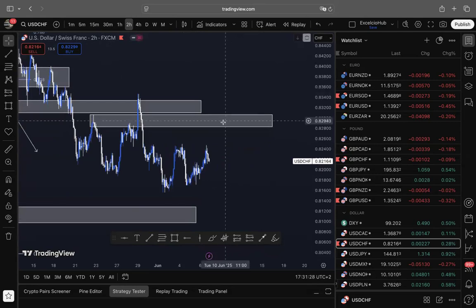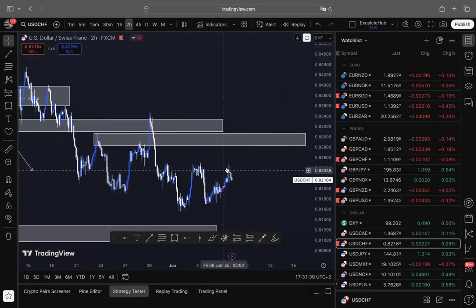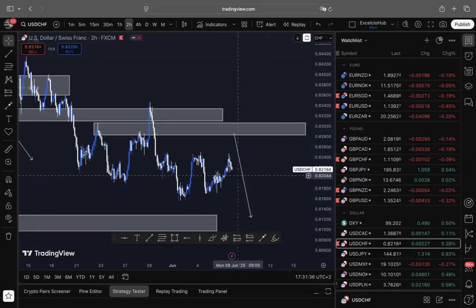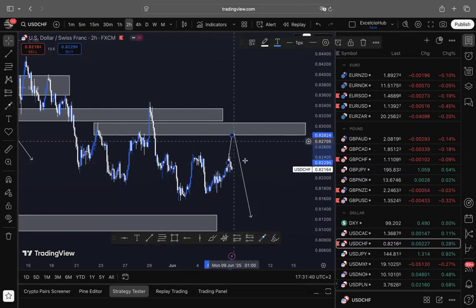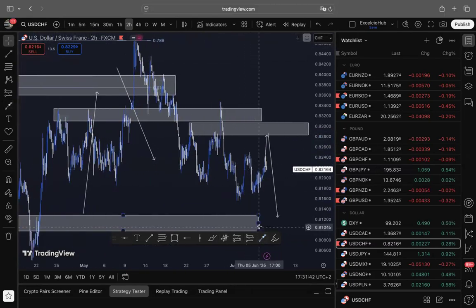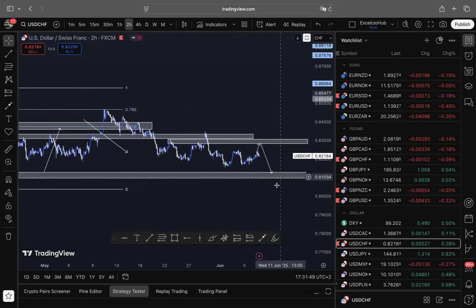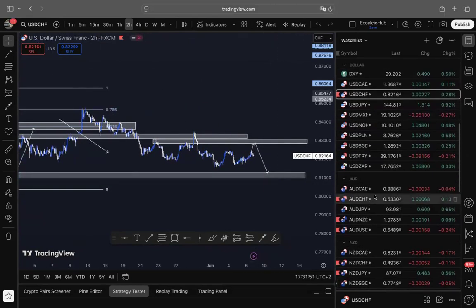So at this point, I'm not in any position, but if price manages to pull back on this zone, then I'll be considering a trade to go short. So I want to see price pulling back up here, reject, and potentially take a trade to go short to target this level below here. So we'll see how it goes.